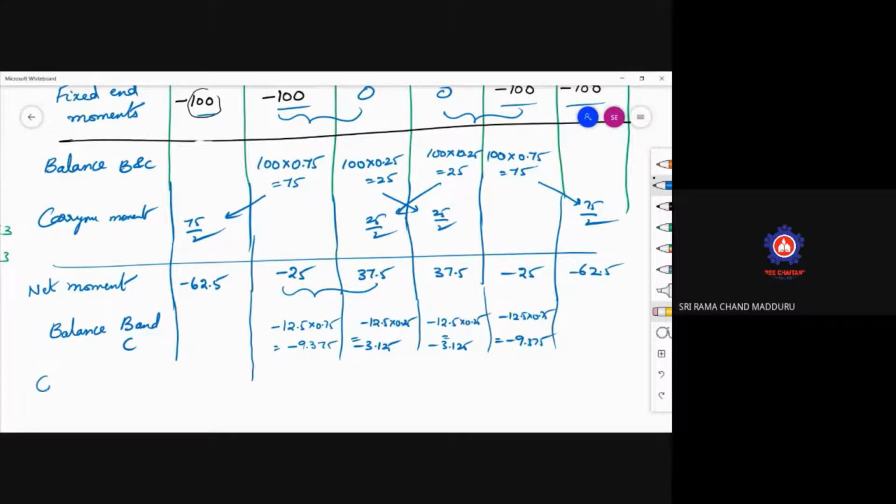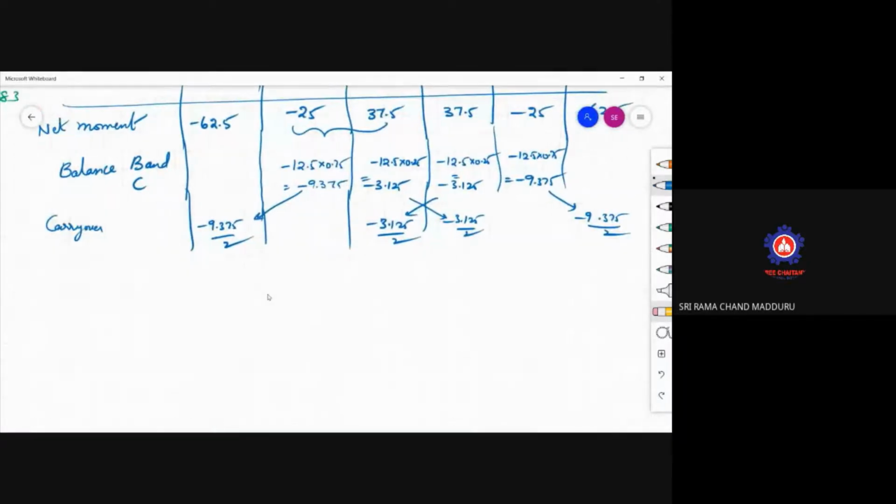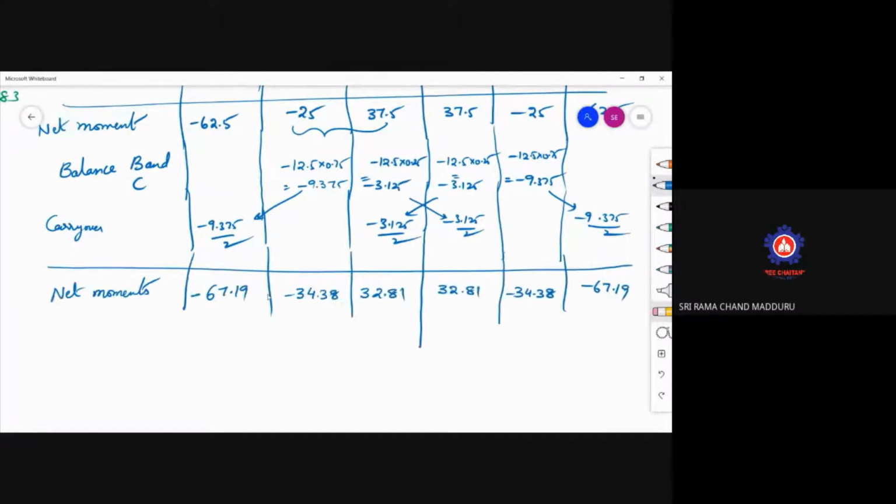The carrier moments. So after this, write down the carrier moments. Minus 9.375 by 2. This is minus 3.125 by 2, minus 3.125 by 2, minus 9.375 by 2. Now write down the moments. If any values are wrong, let me know.